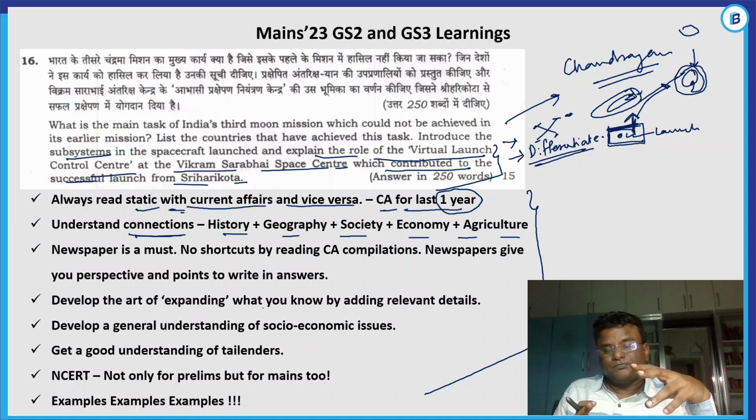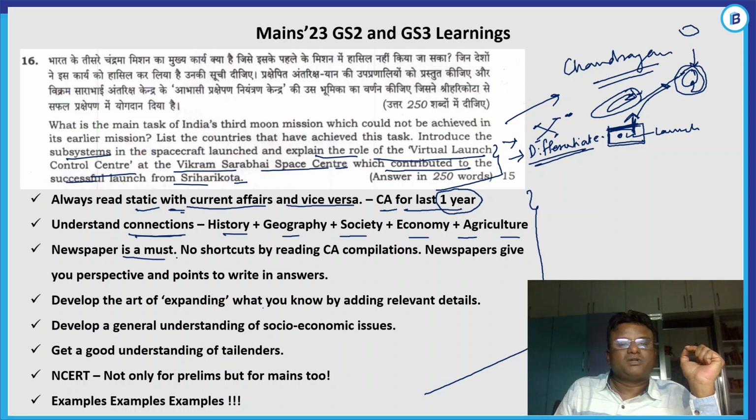But then if you have not, which is very unlikely, it is about your own thought process of linking and connecting things with each other, that will help you to solve these kinds of questions. Third, I mentioned newspaper is a must.